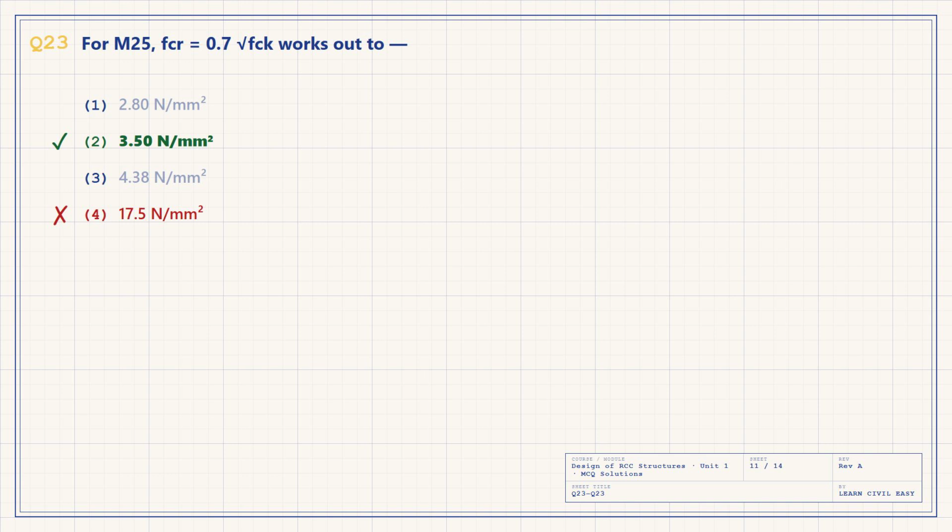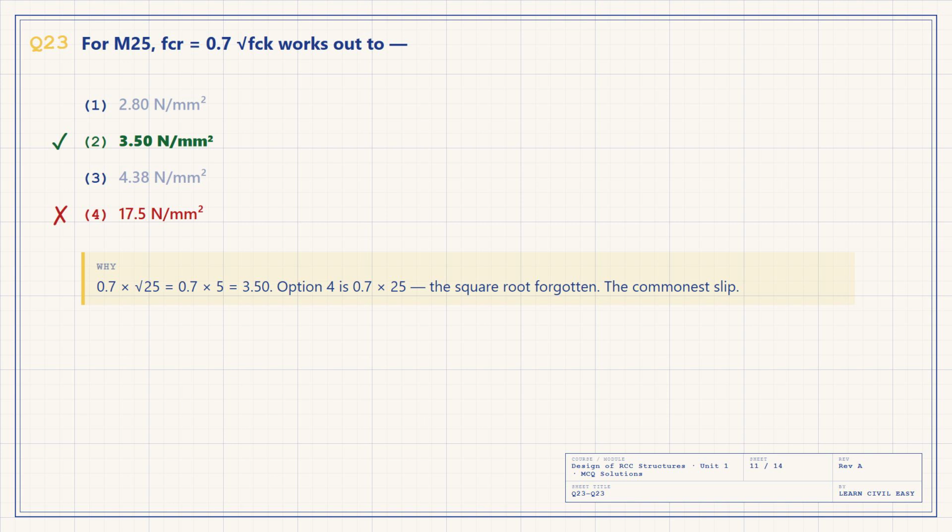2.8 comes from using root 16 instead of root 25. 4.38 comes from root 39. And 17.5, that is 0.7 times 25. Somebody forgot the square root entirely. That is the most common slip in this whole calculation. So slow down on it.